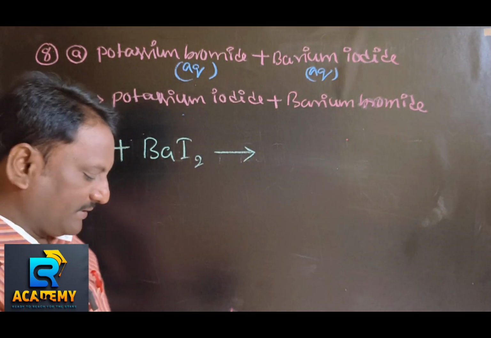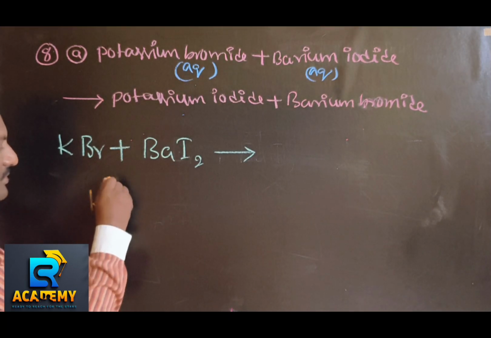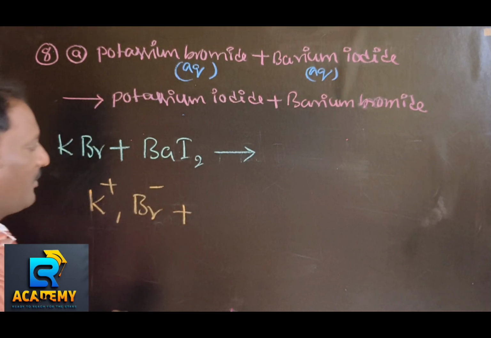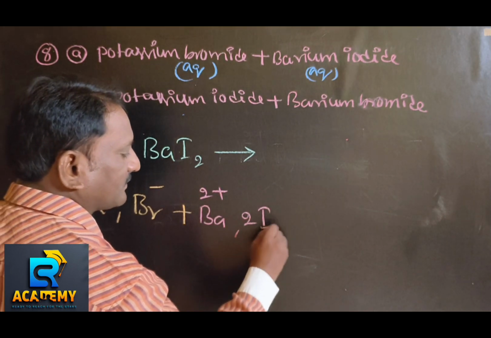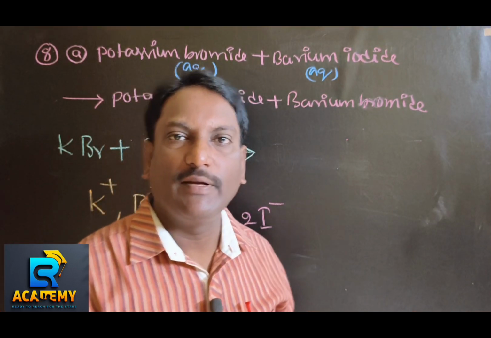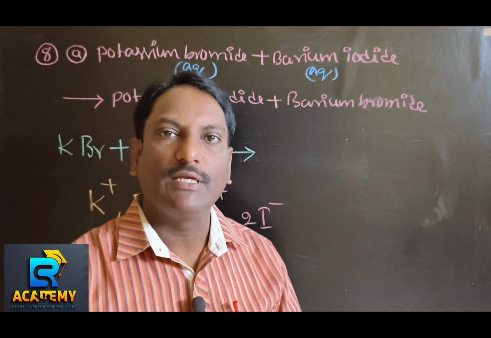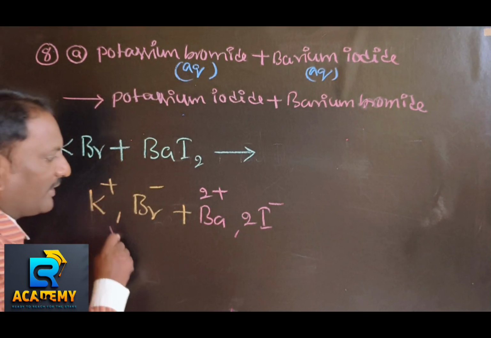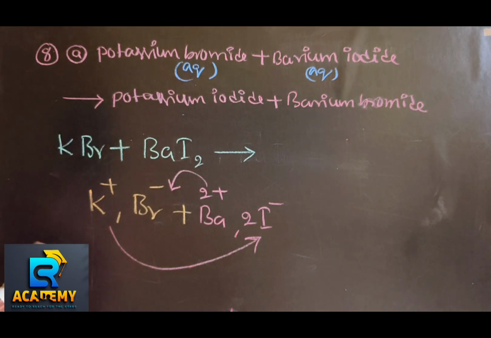It's a double displacement reaction. How can you say that? Exchanging of ions is taking place. Here KBr splits up into K+ and Br-, whereas barium iodide splits up into Ba2+ and 2I-. Exchanging of ions is taking place. So what is a double displacement reaction? Those reactions in which two substances react and give new substances by exchanging their ions. The positively charged ion of potassium bromide combines with the negatively charged ion of barium iodide, and this one combines with this.